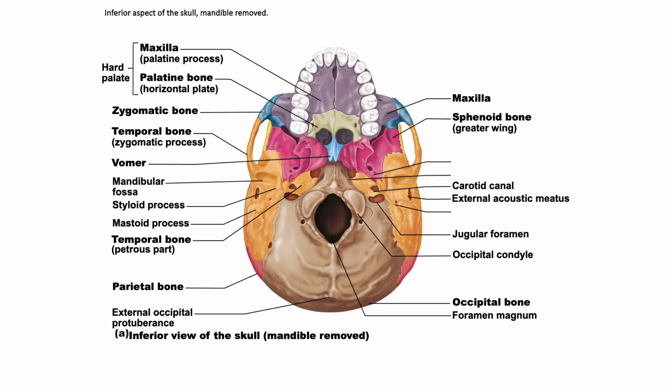We have the maxilla, we have the palatine bone. The maxilla is your upper jaw, so we can see that the palatine process is there, and then we have the horizontal plate being part of the palatine bone.